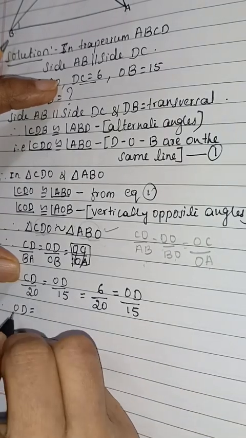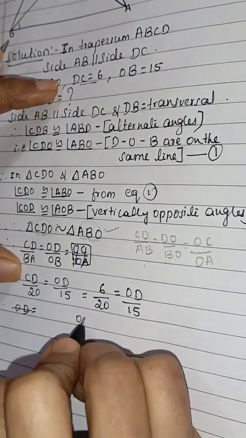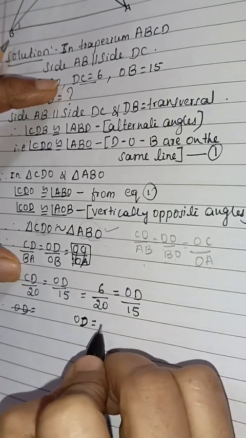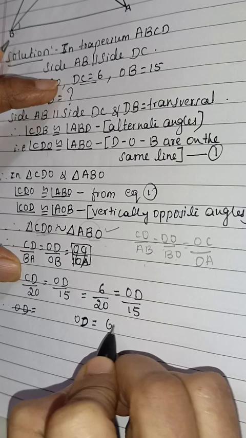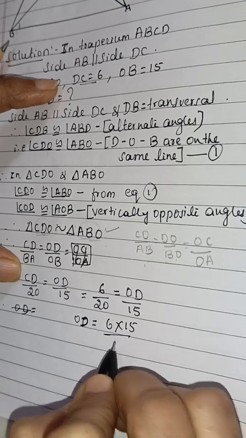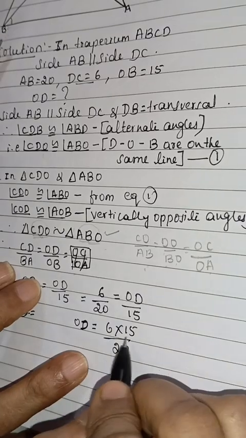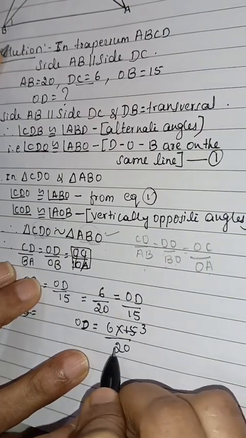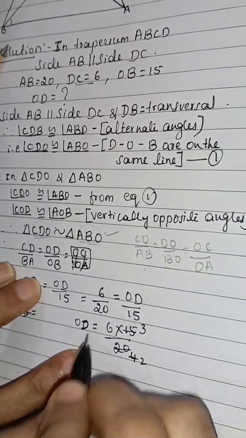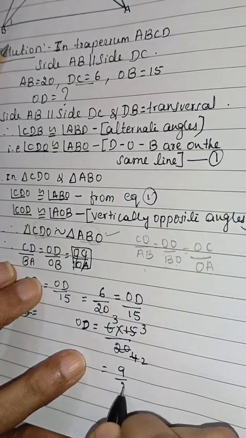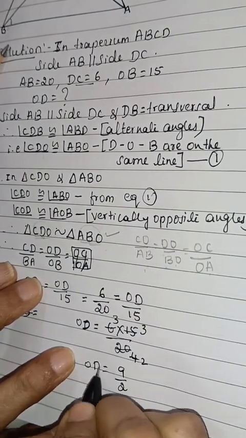Let it be like that, okay. OD is now 6 multiplied by 15 by 20. This OD we have to find out now. So 5 3s are 15, 5 4s are 20, 2 2s are 4, 2 3s are, that is 3 3s are 9 by 2, that is OD.